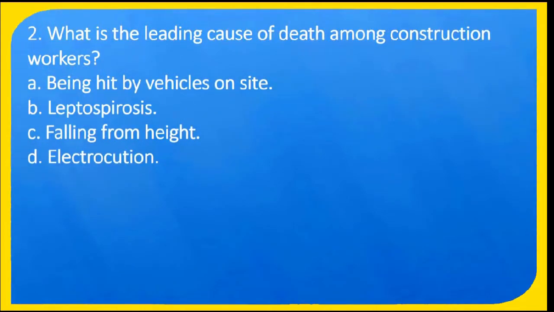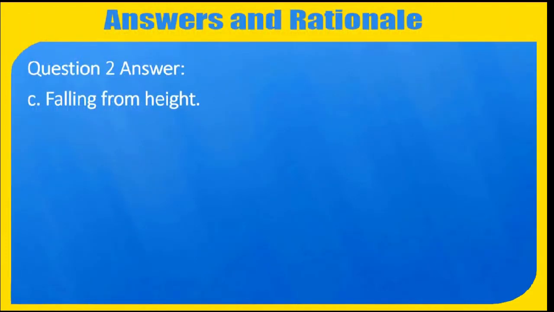Question 2. What is the leading cause of death among construction workers? A. Being hit by vehicles on site. B. Leptospirosis. C. Falling from height. D. Electrocution. Question 2. Answer: C. Falling from height.